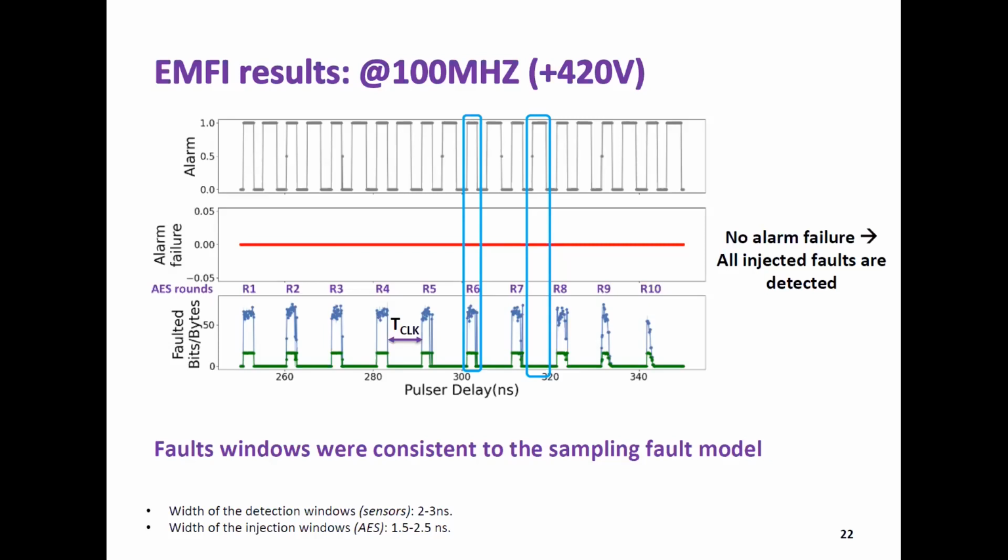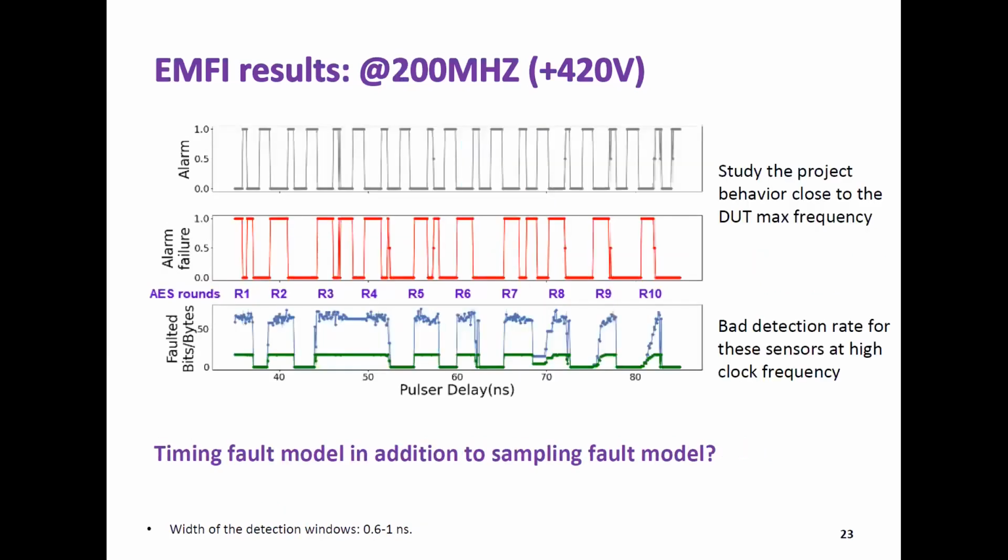For alarm failure, we see that all the injected faults in the AES are detected by this sensor. No alarm failure, all injected faults are detected. We find the same behavior for all frequencies until 200 megahertz. What happened at this frequency? This frequency is close to the device under test maximum clock frequency.